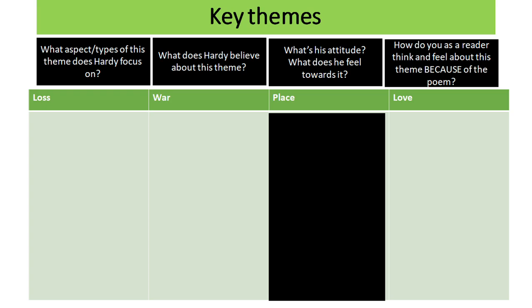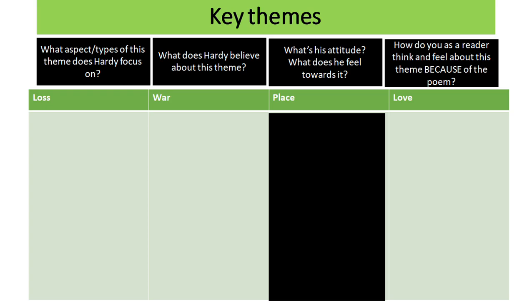And then finally, and probably most importantly, what do you as a reader think and feel about this theme because of the poem? Because really that's what the writer was writing for. Hardy wrote this to make you feel and think a certain way about this theme. So what is it? This is about you stepping back and not just being you as an individual, but also thinking about readers as a whole, and different, general readers. How are they going to interpret this theme through this poem? Sorry, that was a really difficult sentence.